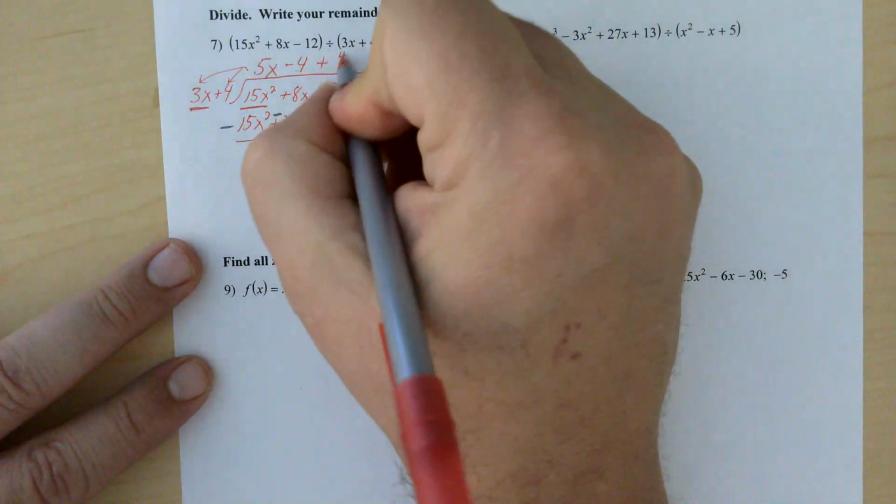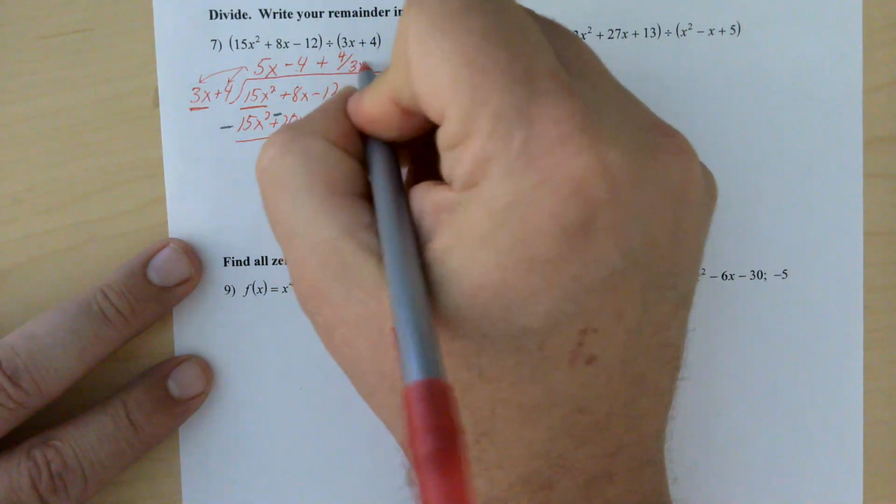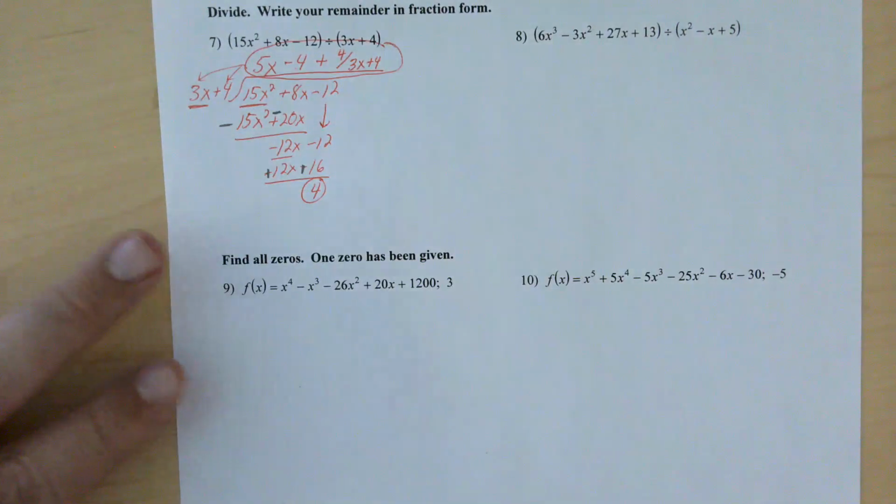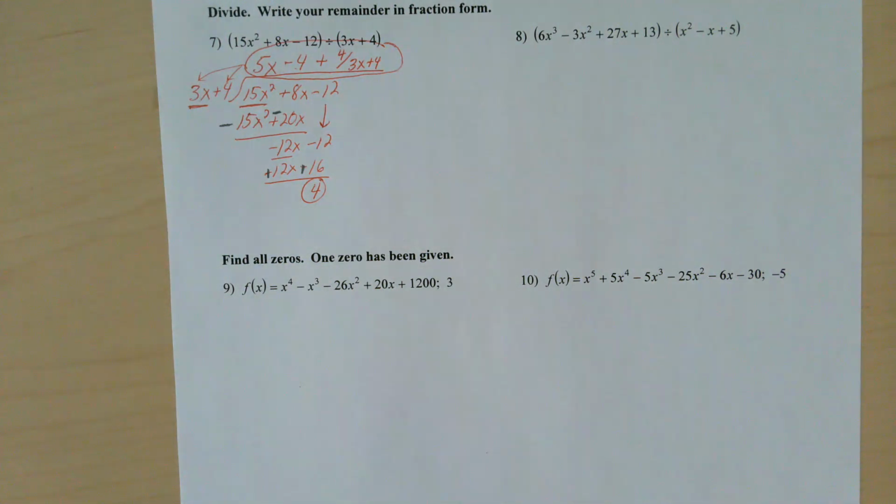So I put my remainder over the divisor, and this is my quotient. Okay, so remember, you can have a remainder. We got so used to doing those half boxes where we always ended up getting a remainder of 0. But in this case, with long division, you can have remainders.